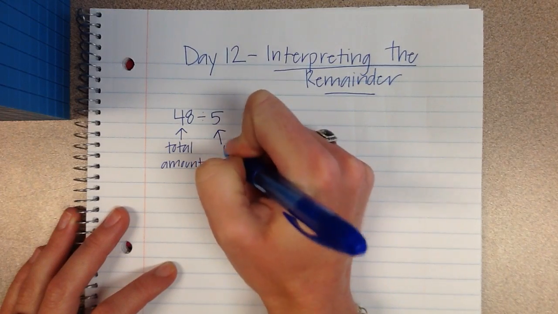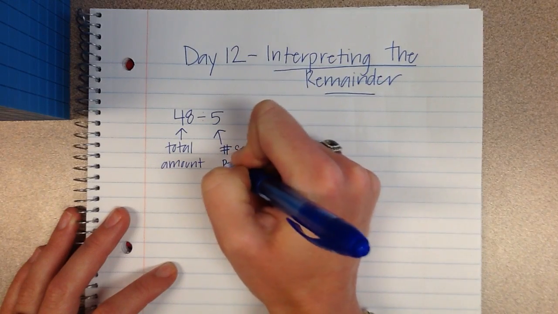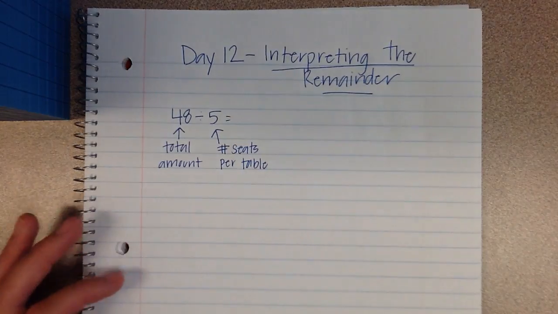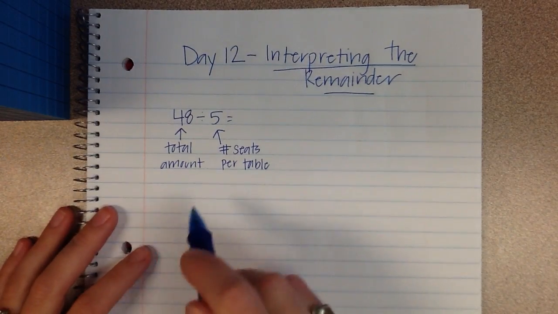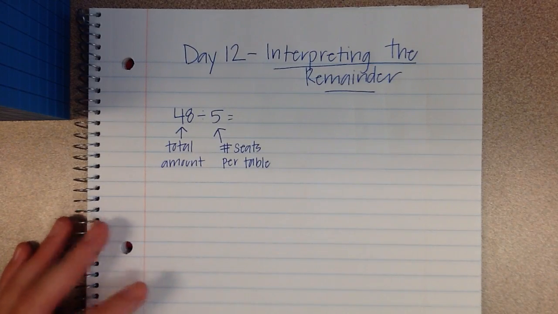This is number of seats per table. And we are trying to figure out how many tables we need. I cannot tell you how excited I am for this lesson because it is truly realistic. It's something that will totally make sense to you once you look at it. So say this is the problem we're doing, and they want to know how many tables we need.